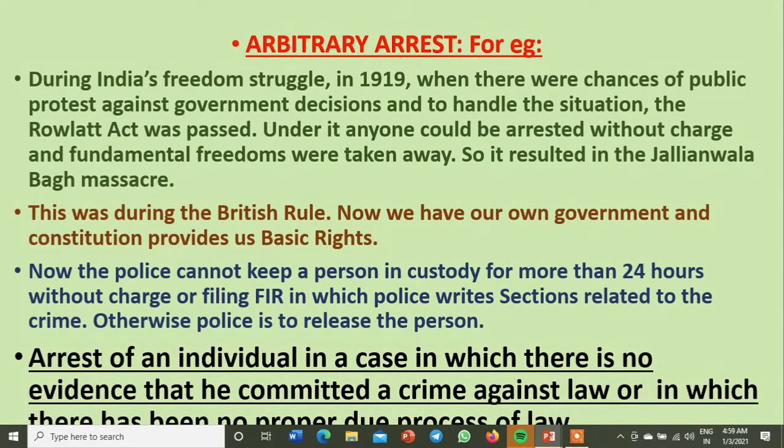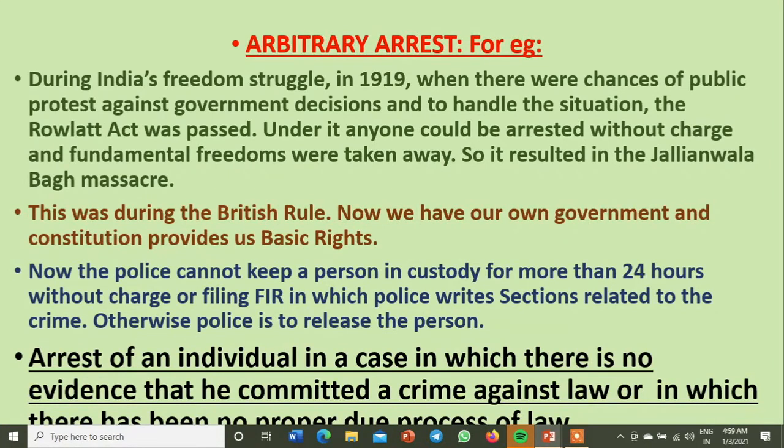The next term is arbitrary arrest. Now, I will explain it through an example. During India's freedom struggle in 1919, when there were chances of public protest against government decisions, and to handle the situation, the Rowlatt Act was passed. Under it, anyone could be arrested without charge and fundamental freedoms were taken away.